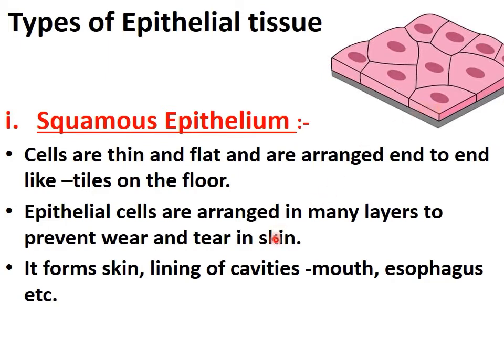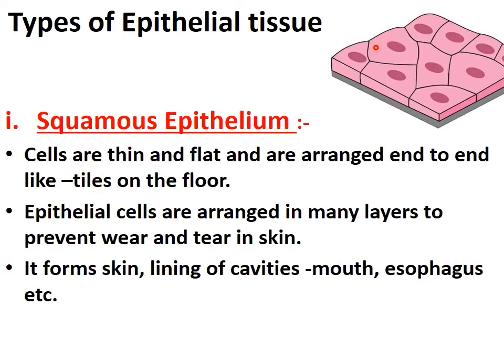So now we will see what its locations are. Locations I told you before also. Basically it is present in the skin, lining of the cavities, mouth, esophagus. Esophagus means food pipe. Here also squamous epithelium tissue is present. So these are thin, flat and arranged like tiles on the floor. This is all about squamous epithelium tissue, its structure and locations and its functions.